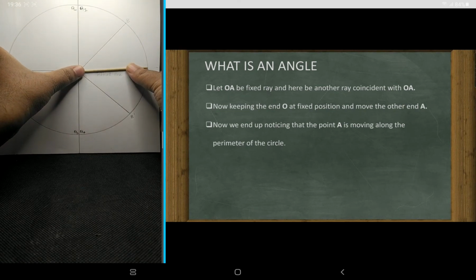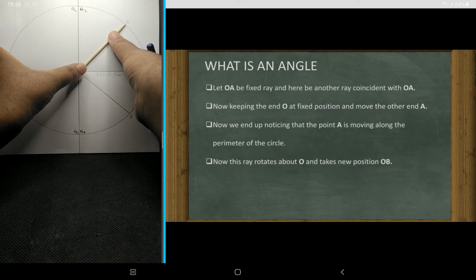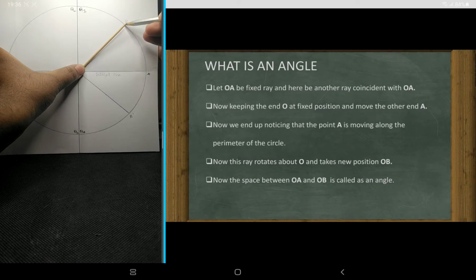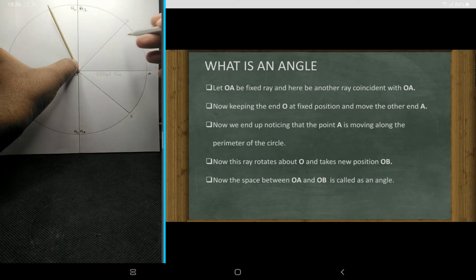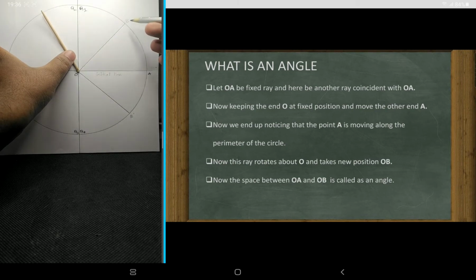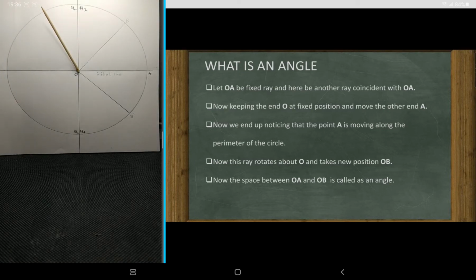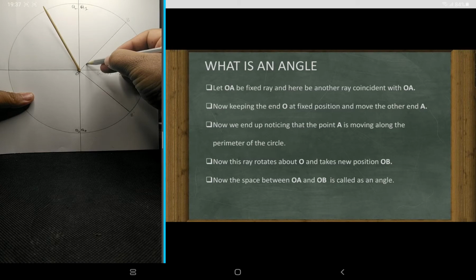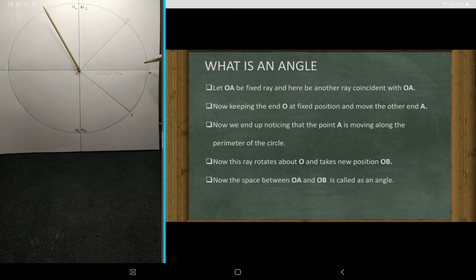Now, keeping O constant and moving A, after traveling a certain distance, we'll mark this new point as B, and we'll join B with O. That makes a new ray OB. Now the space between OA and OB is called an angle.